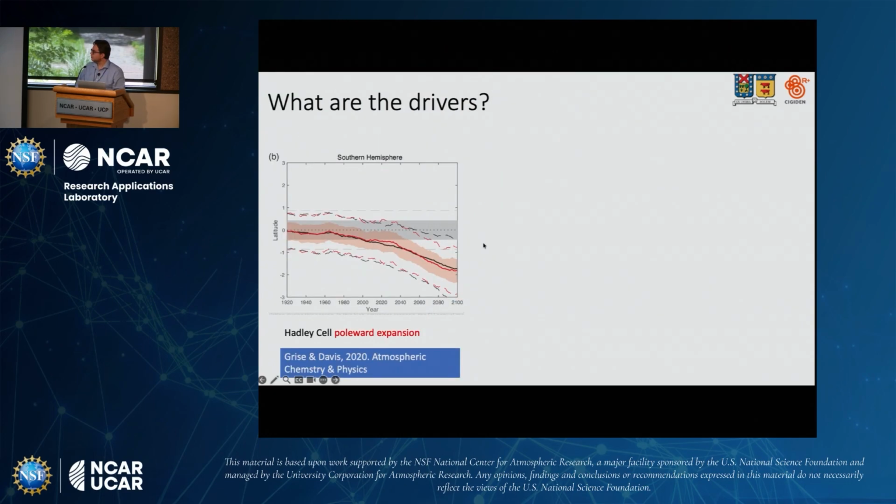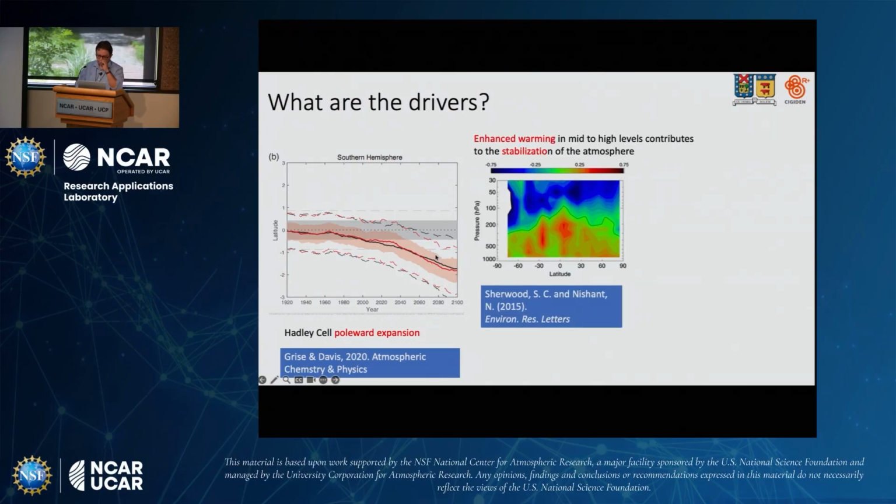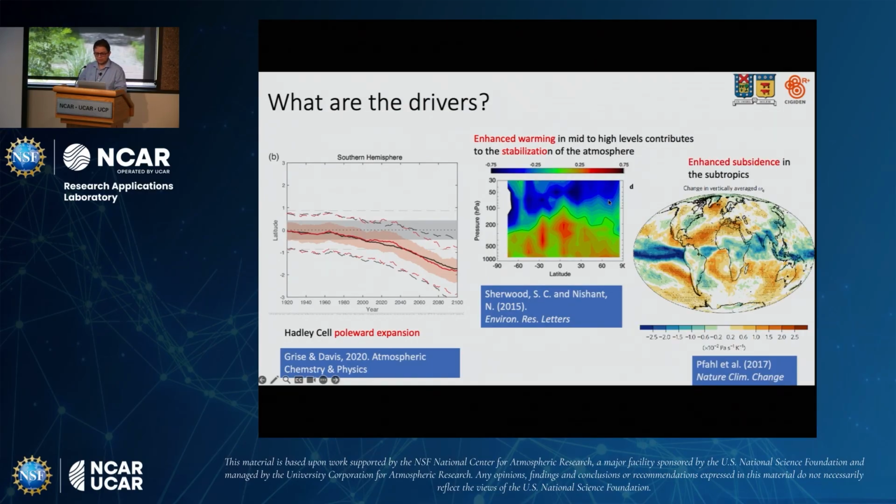What are the drivers? This is the well-known Hadley cell and polar expansion, which produces an increased subsidence in this region. Also, there is an enhanced warming in the upper atmosphere that tends to stabilize the atmosphere. When you combine these things, they may produce this enhanced subsidence in the subtropics, and this brown line is the vertical velocity. Positive values imply downward air.